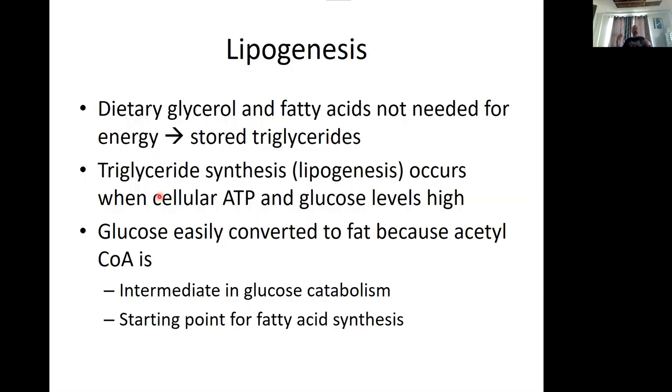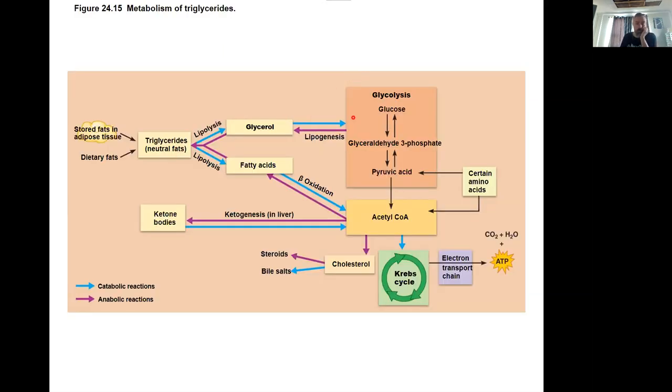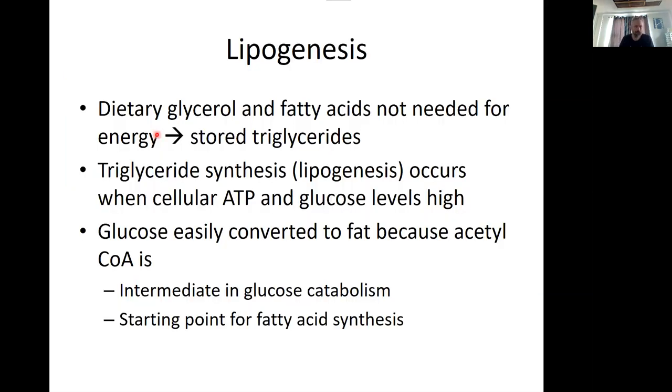The other idea here is not the breakdown of fats into ATP, but the conversion of excess carbohydrates into fats. And this is lipogenesis. If you look back at our diagram, we've got all these blue arrows talking about catabolic or breakdown pathways that would make energy out of this. There are also these purple arrows that go the opposite direction. There are also anabolic pathways that lead back to the production of triglycerides. And that's what lipogenesis is.